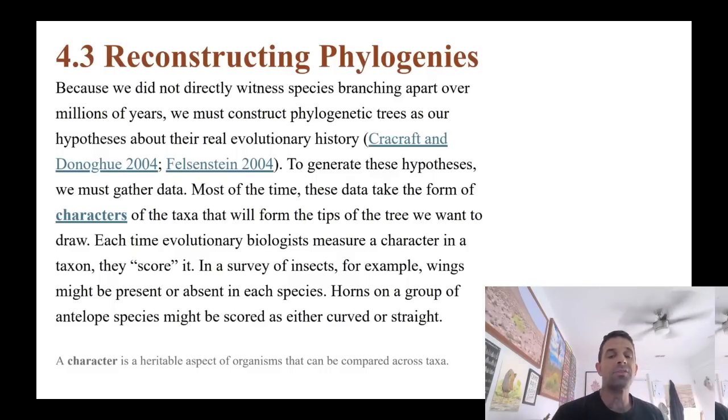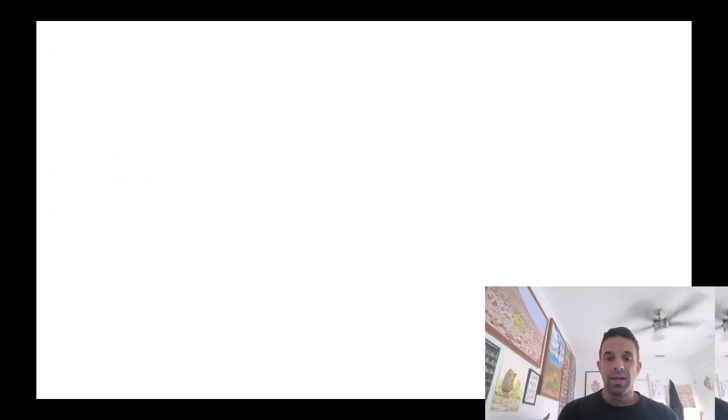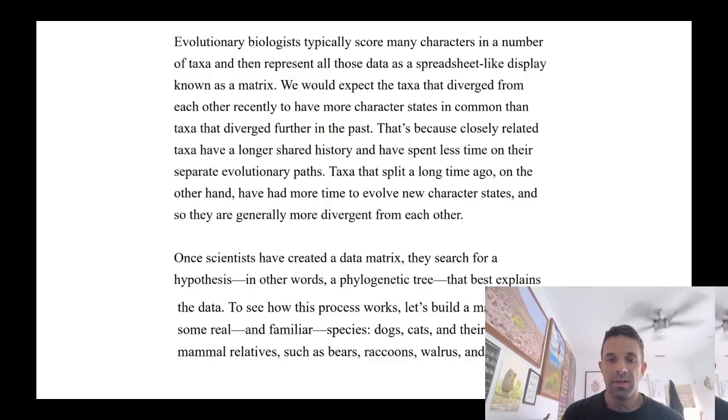Okay, because we did not directly witness species branching apart over millions of years, we must construct phylogenetic trees as our hypotheses about the real evolutionary history. To generate these hypotheses, we must gather data. This is talking about comparing synapomorphies, comparing character traits. And so going on, it talks about comparing seals and dogs.